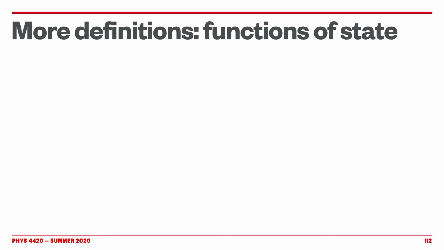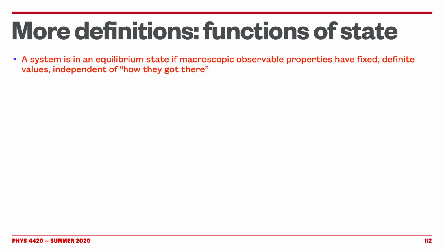That means that we need a number of functions of state, and those functions of state will define the state itself, so the equilibrium state. So this would be, for example, temperature, pressure, volume, total energy.